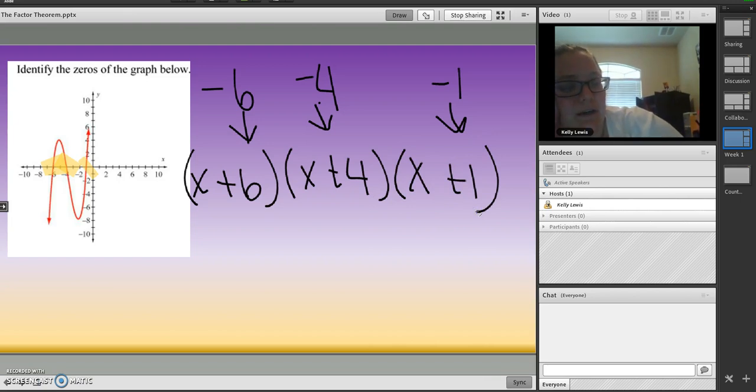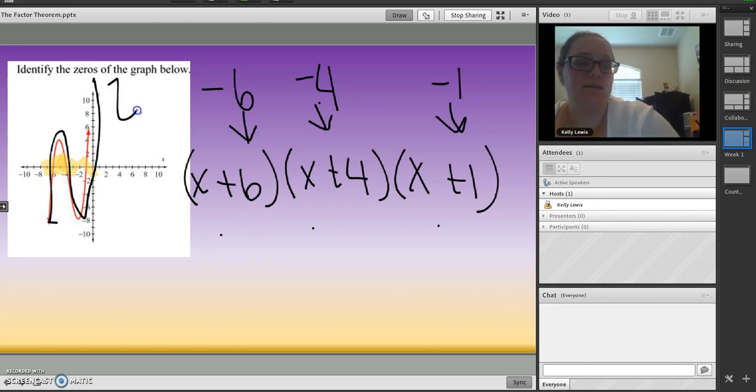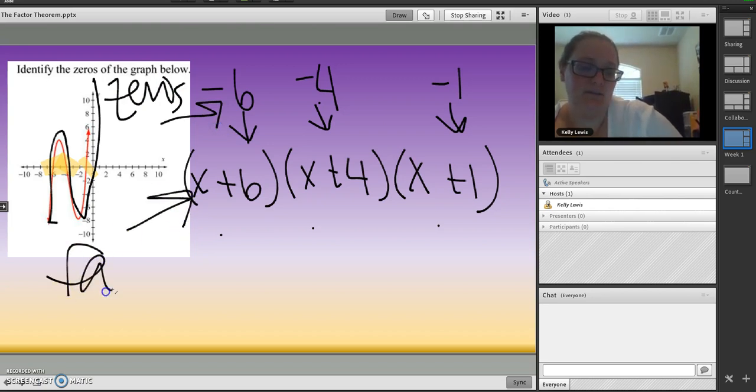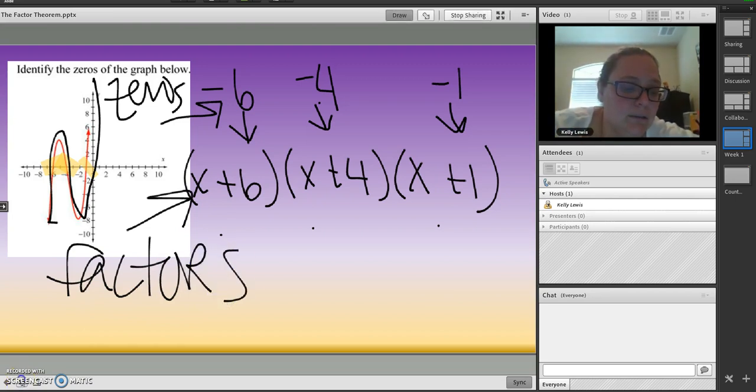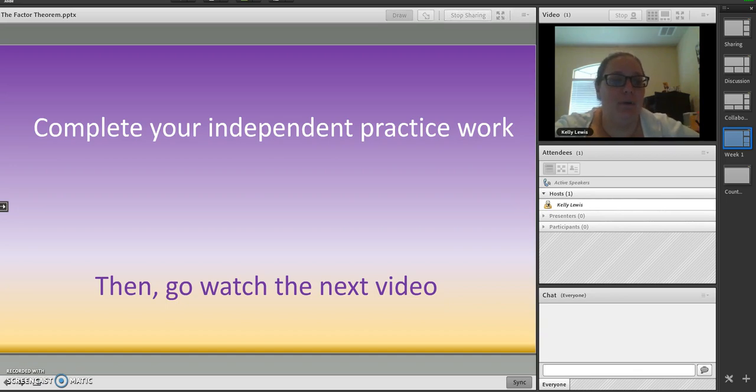And then if we wanted to know that equation, we would multiply all this out. I'm not going to do that, but we could multiply it all out. So these are the zeros right here, these guys. And then these guys right there, just so you know, are the factors. All right, so that's the factor theorem. And it's still tying everything together so that we can learn more about a polynomial function.